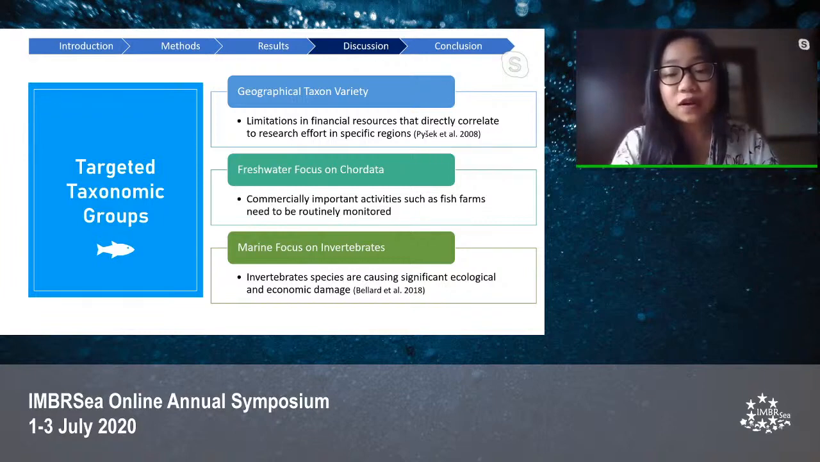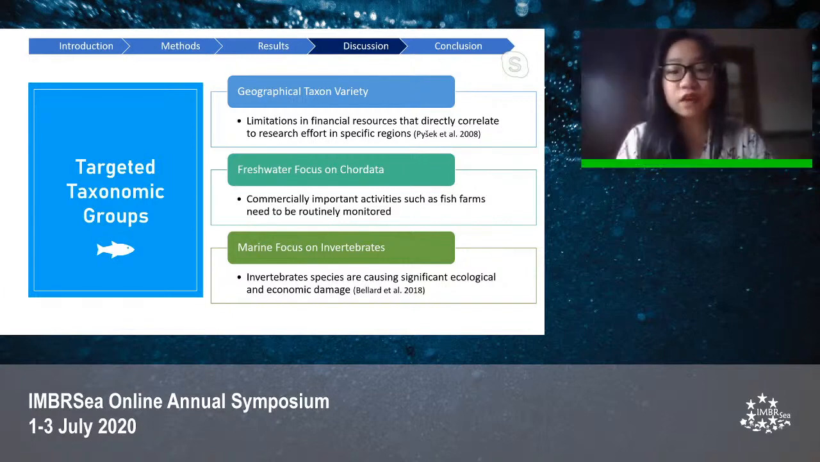And the main group studied in freshwater environments in this analysis were chordates. And these observations could probably be explained because commercially important activities such as fish farms need to be monitored in case non-indigenously farmed species escape to wild ecosystems. However, the study of invertebrates comprises a majority of marine studies, and this supports the findings of Bellard et al. 2018 that revealed a taxonomic bias in invasive research towards invertebrates. And this may be because some of these invasive species are causing significant ecological and economic damage. So basically, if invasive invertebrates have the greatest impacts in marine environments, they will correspondingly be the most thoroughly researched.